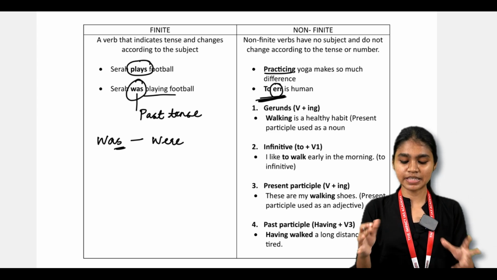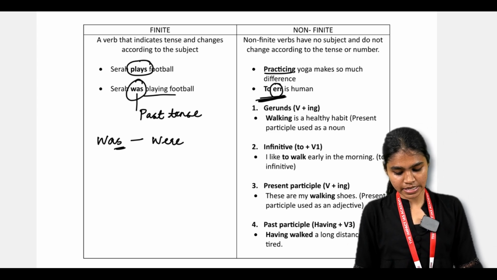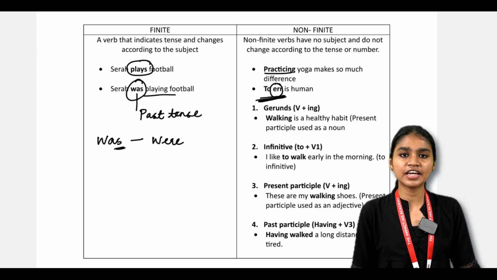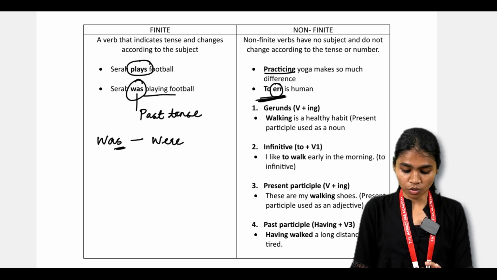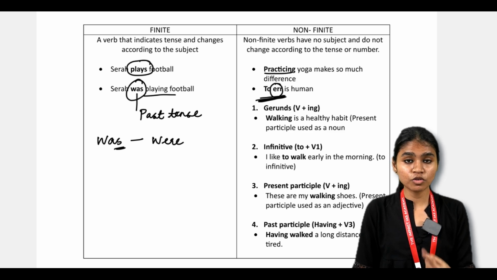Okay, what will be the syntax of a gerund? It will be in verb plus ing format. Look at the example. Walking is a healthy habit. Walk is the verb here. Adding ing, it has been changed to walking. Now, walking is not the verb in the sentence. Walking is rather the noun of the sentence.